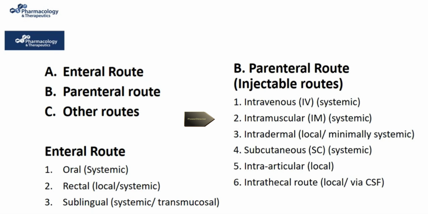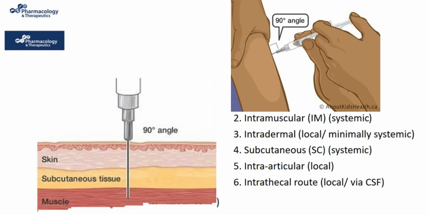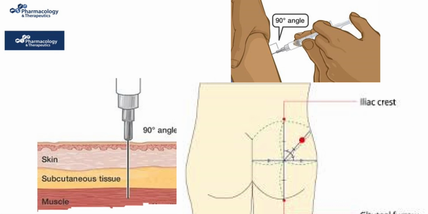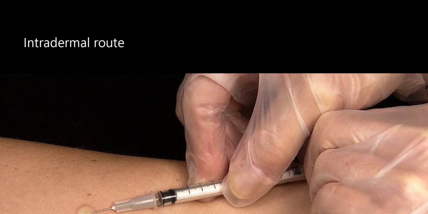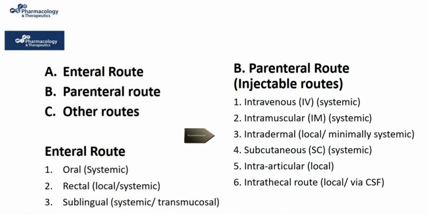Intramuscular route involves injections made into the deltoid muscle of the arm and the dorsogluteal muscle of the buttocks. Intradermal route. It is a shallow injection into the dermis, which is skin layer underneath the epidermis.